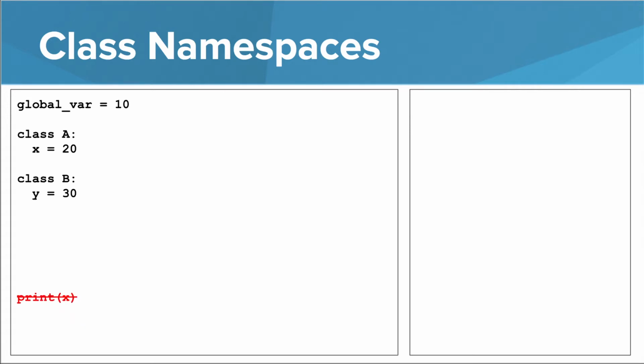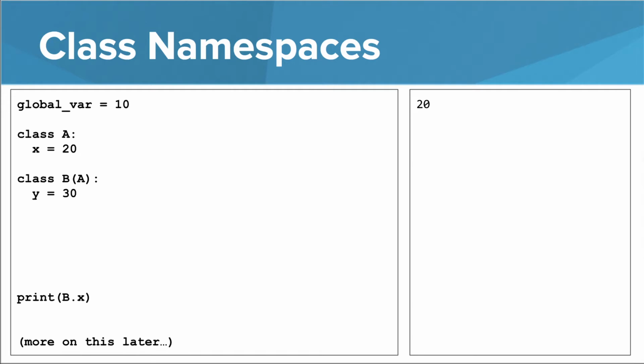We can't print x in the global namespace because x doesn't exist in the global namespace. It only exists within A's namespace. So to get at it, we just need to precede it with a dot. A.x will hop us into A's namespace, and we can find x. Now notice we can't print b.x because there is no x inside of B's namespace, unless B inherits from A. Now B is able to find x because it inherits from A.